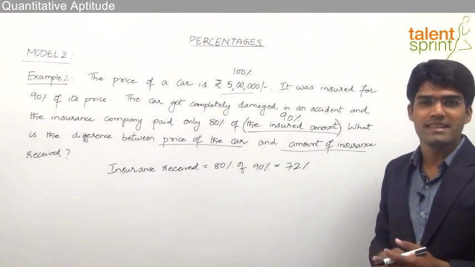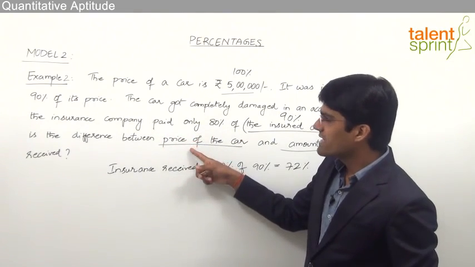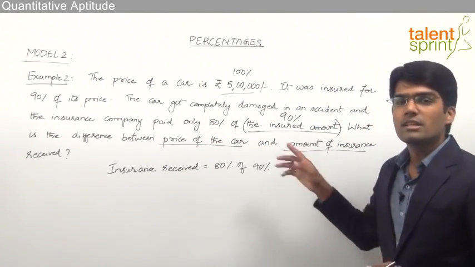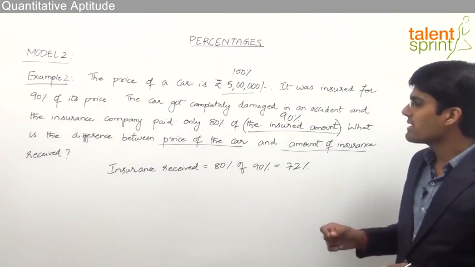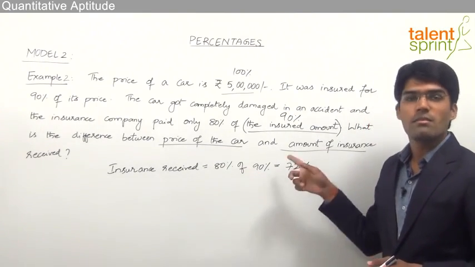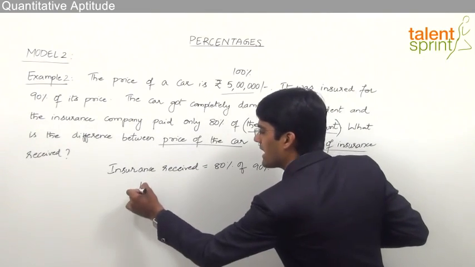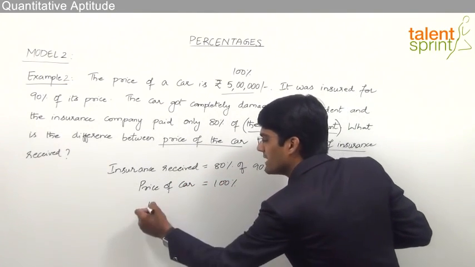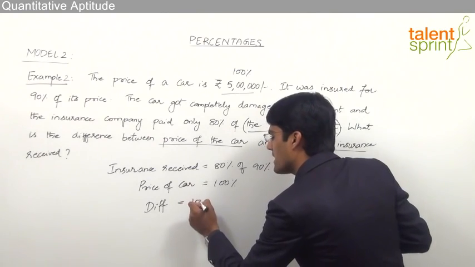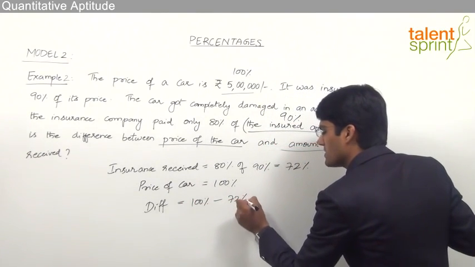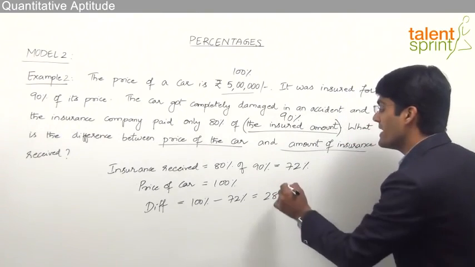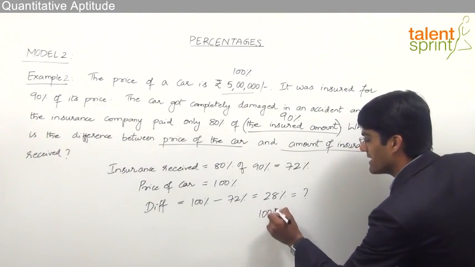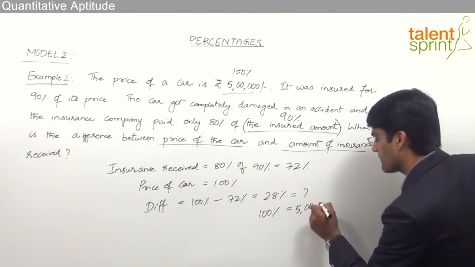Generally some students commit a mistake here by taking the difference as price of the car 100% and amount of insurance 80%. So 100 minus 80, 20% is the wrong calculation because insurance received is only 72% but not 80%. And the price of the car as we have taken is equal to 100%. So we know that the difference between these two values will be 100% minus 72%, which is equal to 28%. Now this 28% is equal to what has to be calculated, and we know that 100%, that is the price of the car, is 5 lakhs.